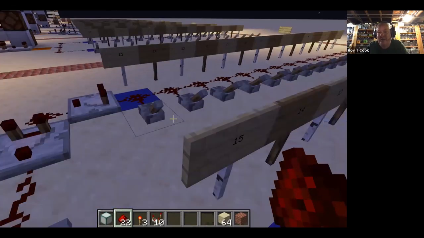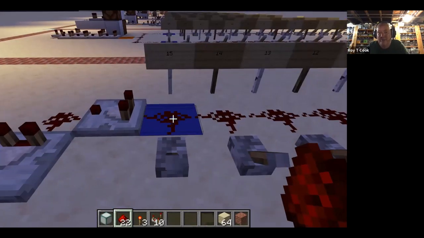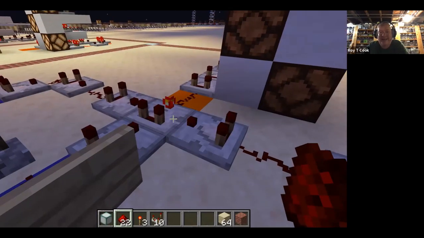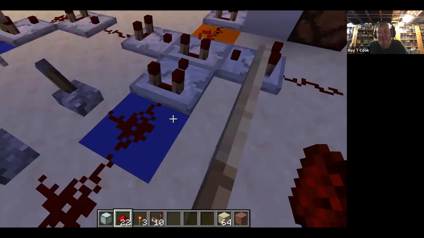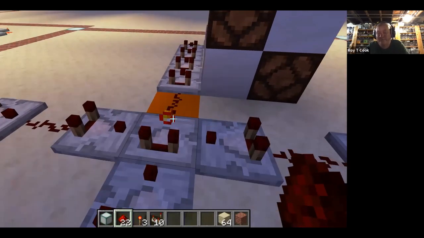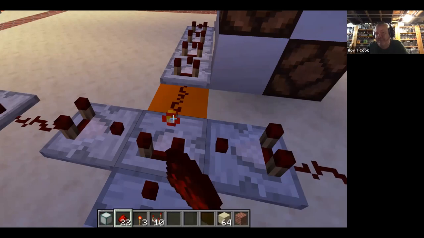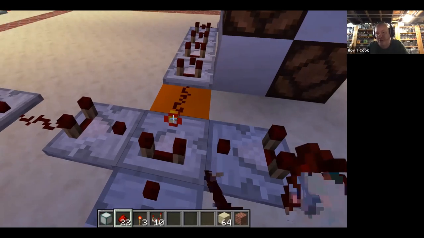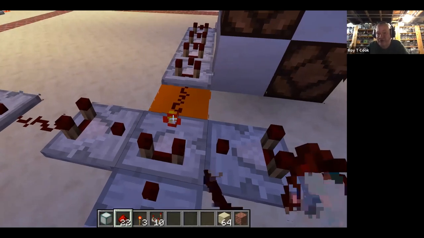Whatever this value is here will get preserved and sent into this side. And then the middle input will get preserved by this and sent into the back. So what does the comparator do? Well, as I said, there are two functions. I'm only going to use the function where the light is on, which is actually not the comparator function.